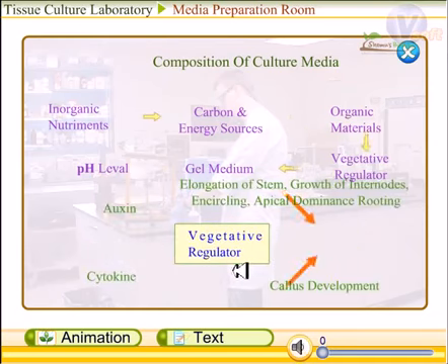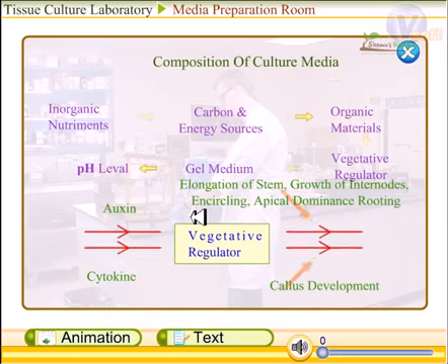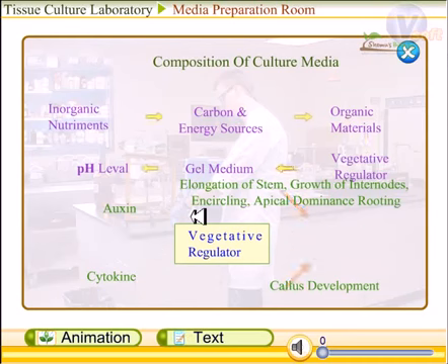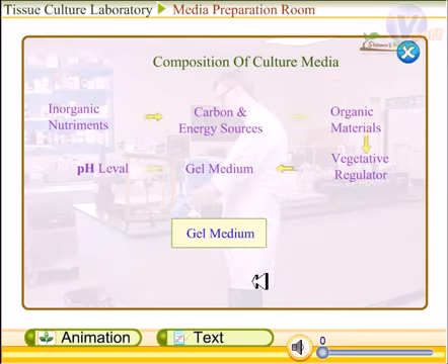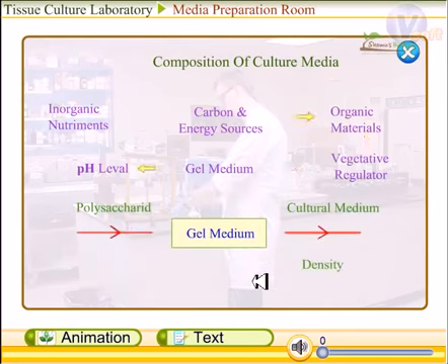Then the vegetative regulators like hormones, like auxin, which helps in elongation of stem, growth of internodes and apical dominance of the root. Cytokinin is needed for the callus development of the same plant. Then we have the gel or solidifying media, which is generally a polysaccharide given in the culture media to make the media highly dense, and thus it converts the media into the solid state, which is needed for the support of the plant which we implant in this medium.